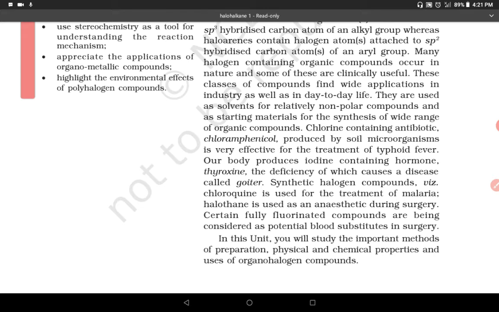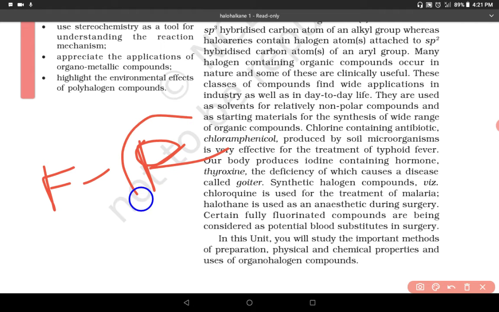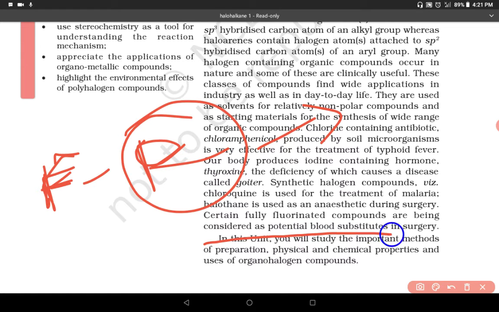Yes, let's start. Okay, halothane is used for anesthetic during surgery. Certainly, fully fluorinated compounds are being considered as a potential blood substitute in surgery. In surgery, there are fluorinated compounds, meaning fluorine attached to any of the haloalkanes. It is represented by R. You already know about that in organic chemistry, in the first PU. So F is attached to haloalkane. This is useful, the compounds being considered as a potential blood substitute in surgery.